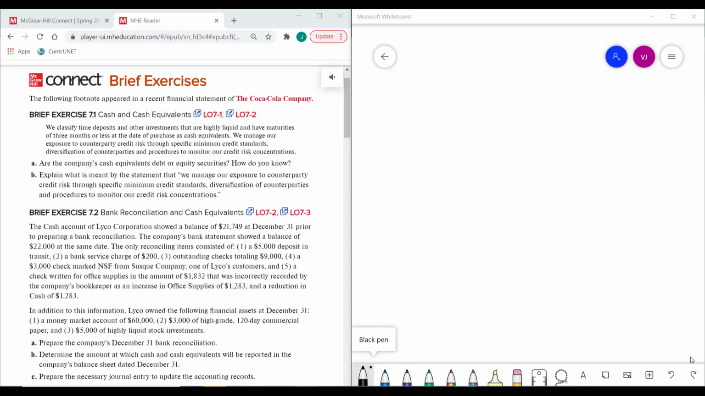Hi class, in this video we're going to do some of the brief exercises for chapter 7. So we'll start here with 7.1. So cash and cash equivalents.